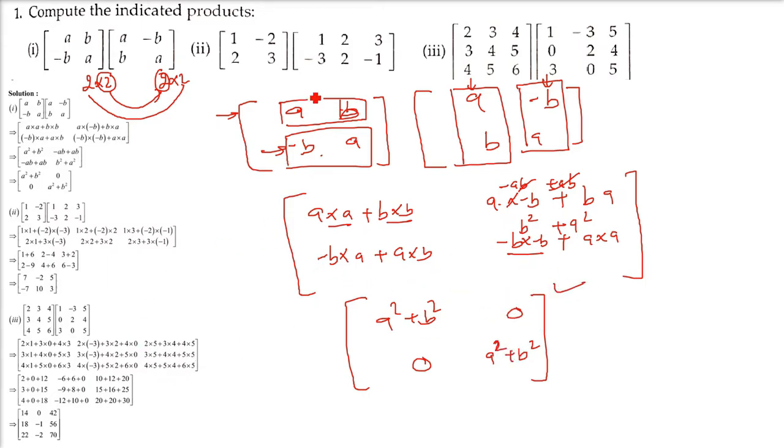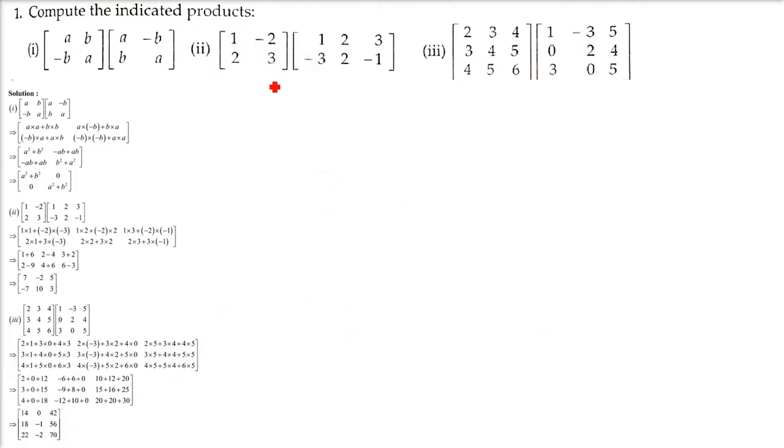I hope you're able to do this. I'm clearing it now. Let us go for the second one. You have to see the order. This is 2 by 2 matrix and this is 2 by 3 matrix. So since these both are same, the multiplication is possible. And the answer will be 2 cross 3. So I'll just do one by one. Okay, I'll just directly do it.